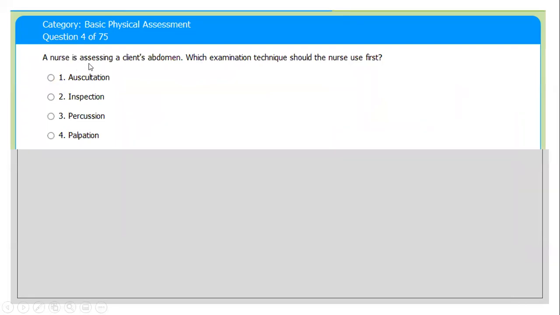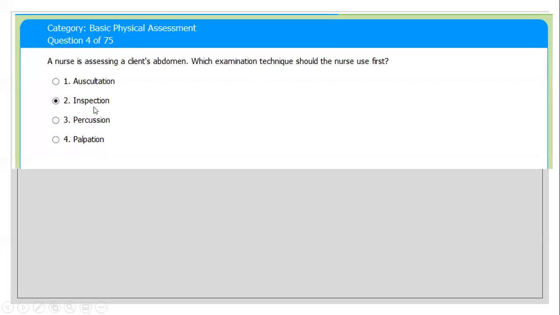Next question here. A nurse is assessing a client's abdomen. Which examination technique should the nurse use first? Auscultation, where we usually use the stethoscope. Inspection, so what we can see by eyes. Percussion, just tapping, and palpation, superficial and deep. They asked which examination technique the nurse should use first. Definitely the answer is inspection.